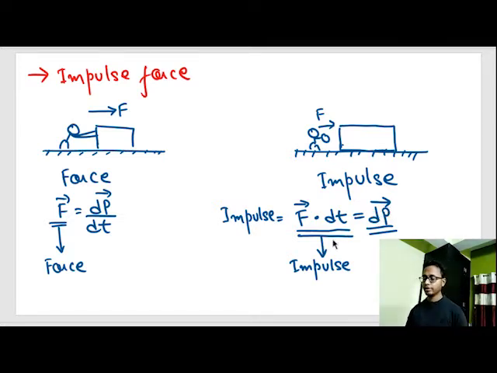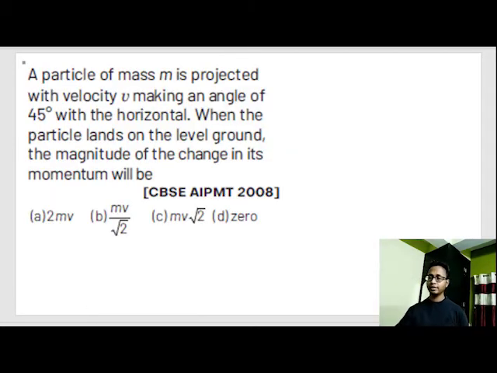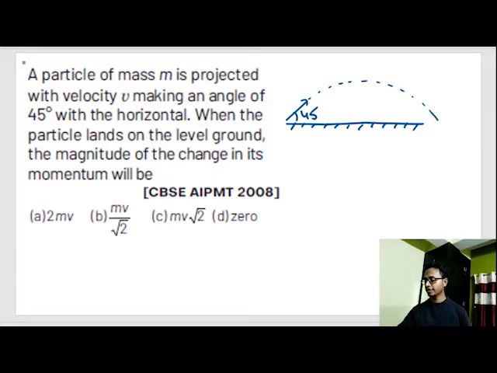Now let's understand a little bit of impulse by solving problems. The first problem is: a particle of mass m is projected with velocity v, making an angle theta with the horizontal. When the particle lands on level ground, the magnitude of change of its momentum will be. That means a projectile motion is there. It is making an angle 45 with the horizontal and it's moving like this.